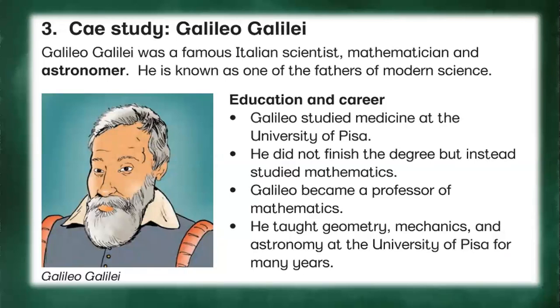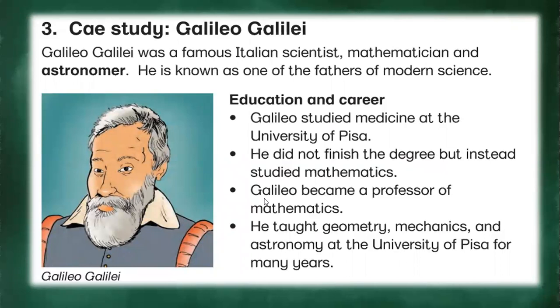Galileo. Yes, Galileo, it's an Italian name. You can say it however you want. Galileo was a famous Italian scientist, mathematician, and astronomer. He is known as one of the fathers of modern science, education, and career. Galileo studied medicine at the University of Pisa. He did not finish the degree but instead studied mathematics. Galileo became a professor of mathematics. He taught geometry, mechanics, and astronomy at the University of Pisa for many years.